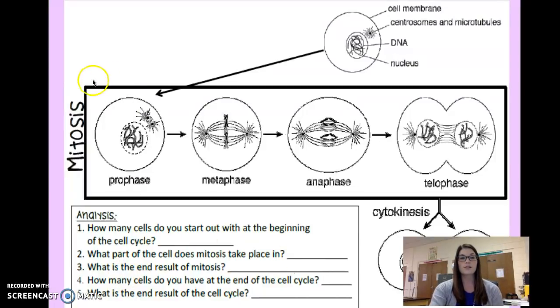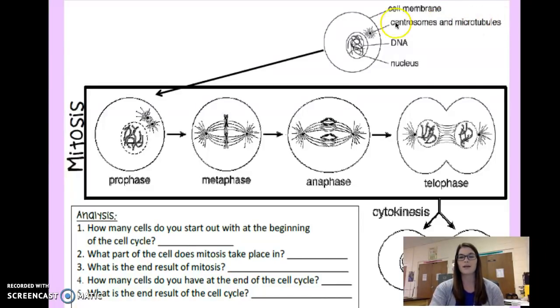So this is the process of mitosis. Again, it happens in the nucleus. We have these 4 phases: prophase, metaphase, anaphase, and telophase. And right up here, this is just showing you what these parts of the cell are. So this outside circle is the cell membrane. Of course, it determines what comes in and out of the cell. It is selectively permeable. We have the centrosomes and the microtubules.